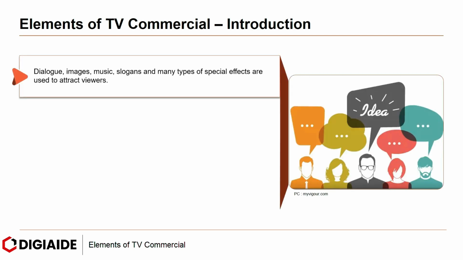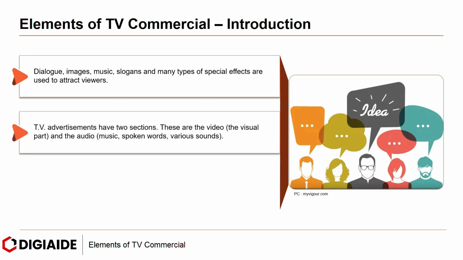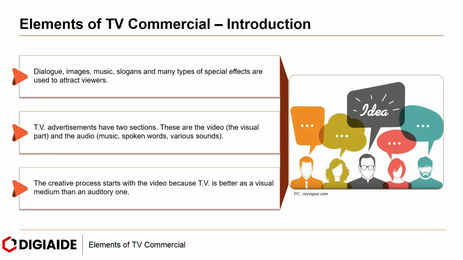Moving on, dialogues, images, music, slogans, and many types of special effects are used to attract viewers. TV advertisements have two sections. These are the video, that is the visual part, and audio, which includes music, spoken words, and various sounds. The creative process starts with the video because TV is better as a visual medium than an auditory one.